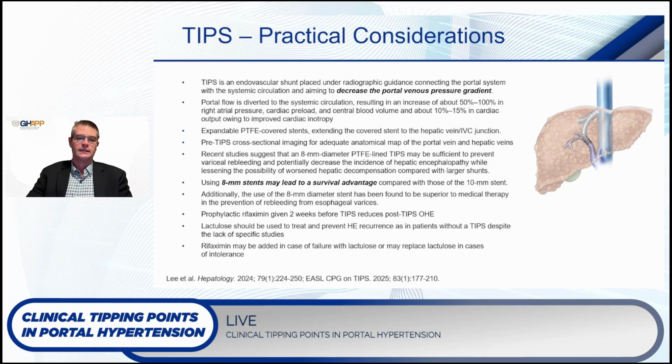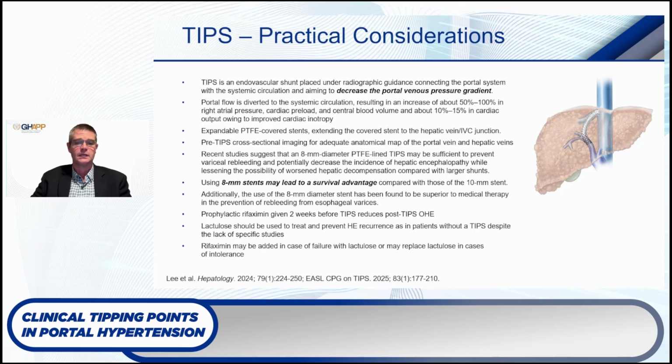Now, because of that, it's important to have pre-TIPS cross-sectional imaging to ensure that the anatomy is appropriate and applicable and that the TIPS can be placed in the appropriate place. As Dr. Wong alluded to a few slides ago, smaller stents, specifically the 8 mm stent, seem to be the most sufficient stent to prevent not only variceal rebleeding, but also to potentially decrease the risk of hepatic encephalopathy in these patients. So again, using the 8 mm stent in comparison to, say, larger stents such as the 10 mm may actually lead to a survival advantage.